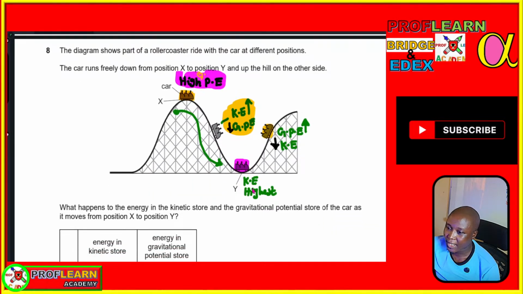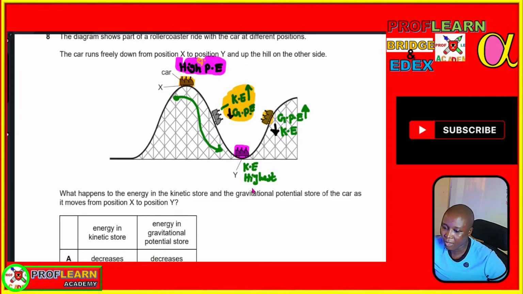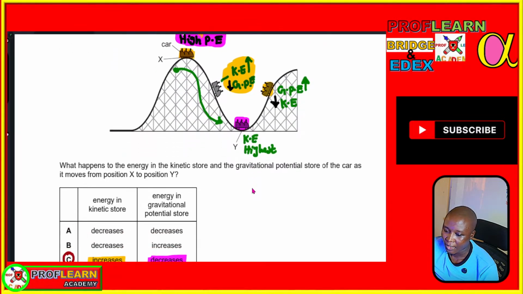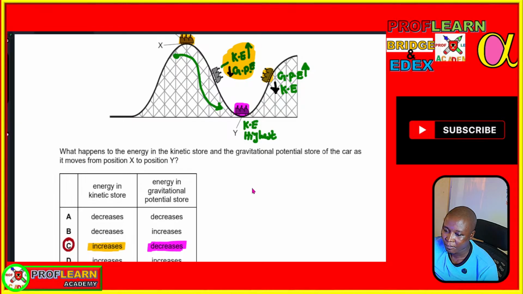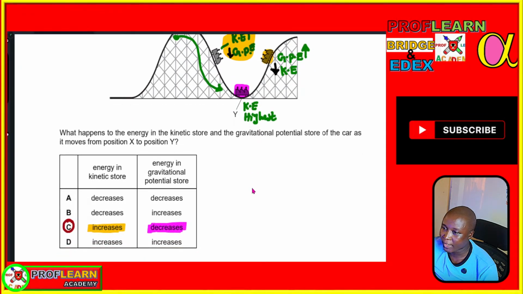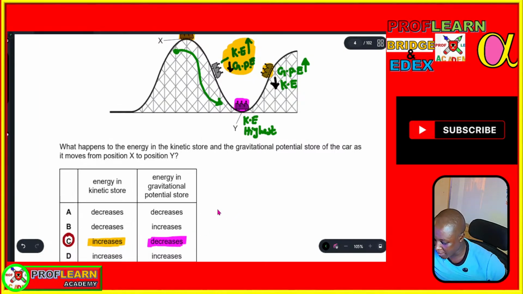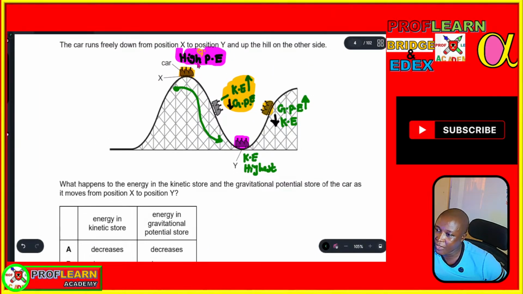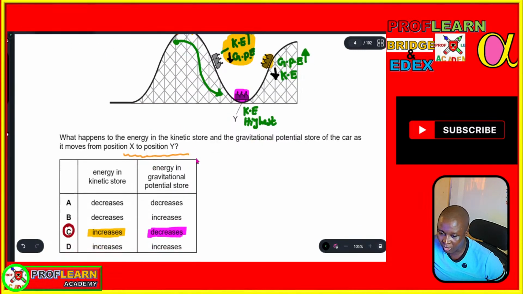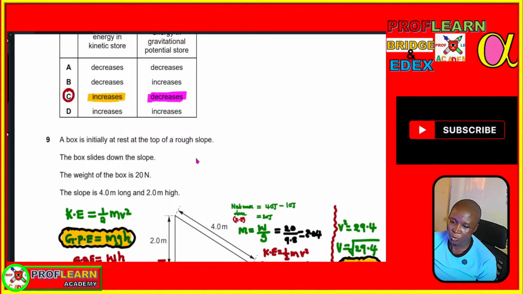So, which means that at point X, we have kinetic energy there as it's moving down from X to Y. It means kinetic energy will be increasing as gravitational potential energy will be decreasing, because at this point we are having the highest gravitational potential energy. So as it's moving from position X to Y, kinetic energy will be increasing as gravitational potential energy decreases. So the correct answer there is going to be C.